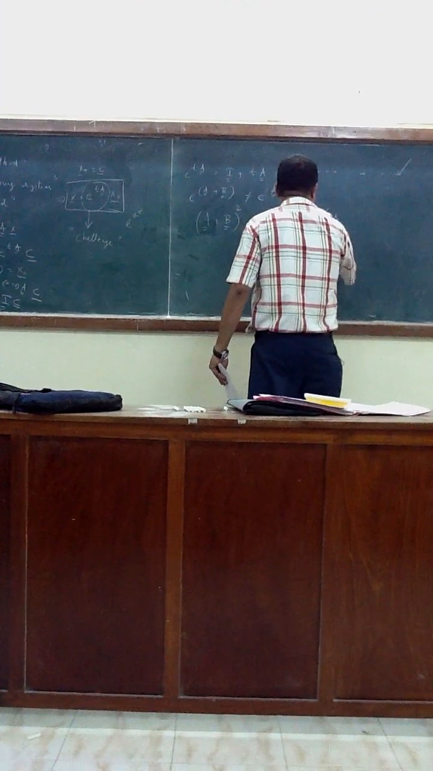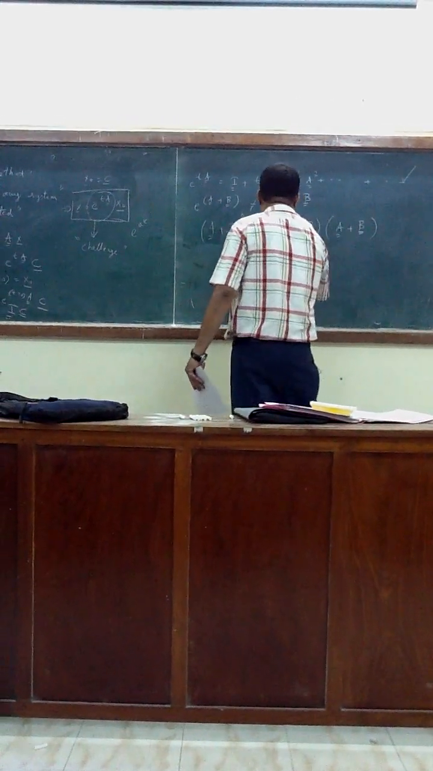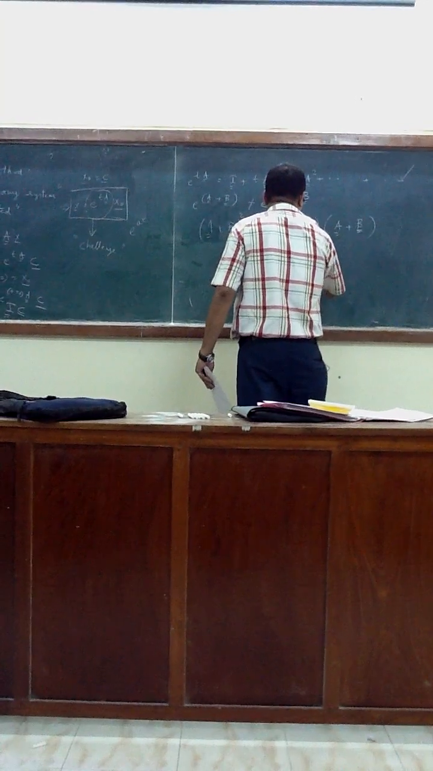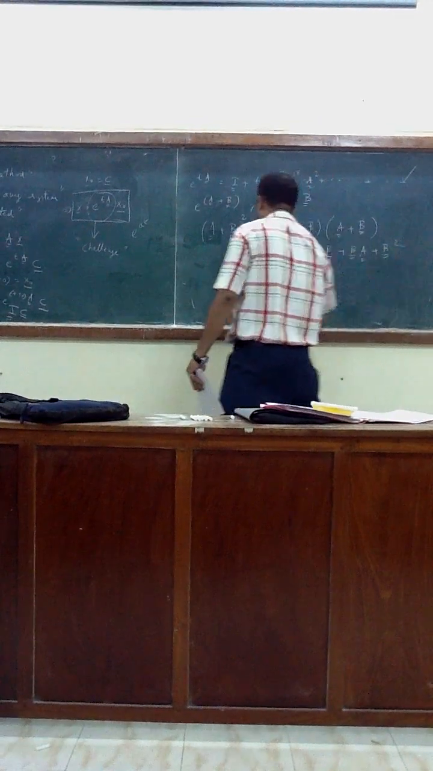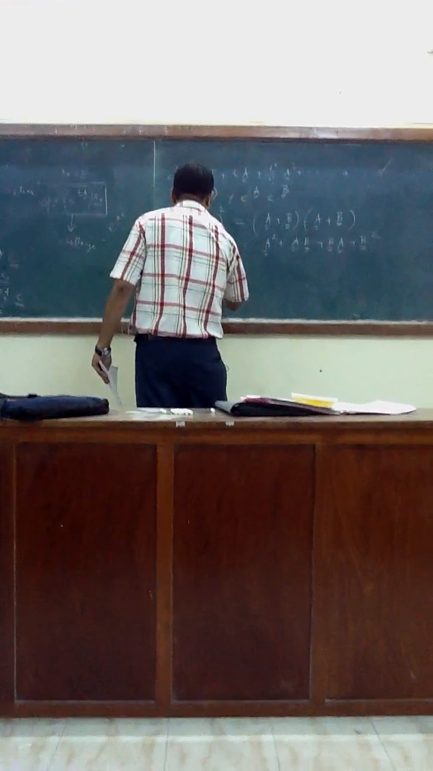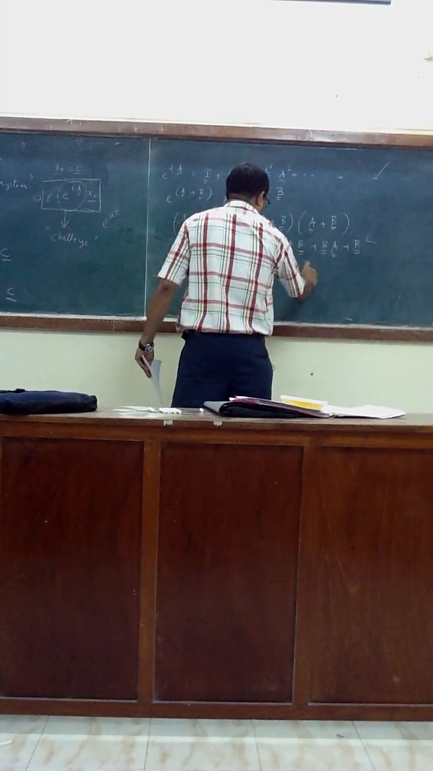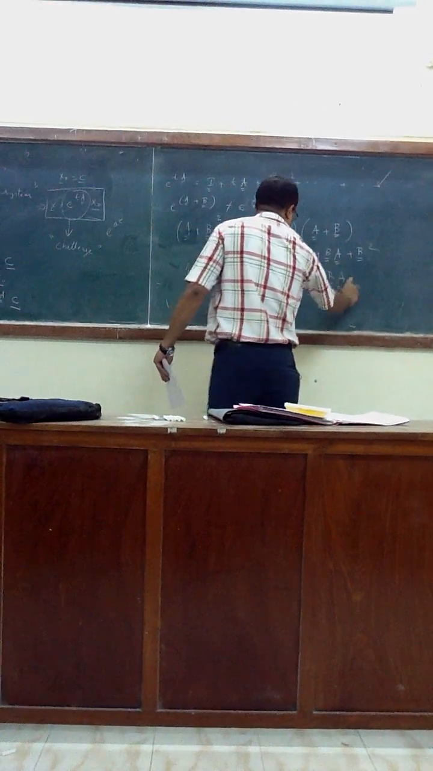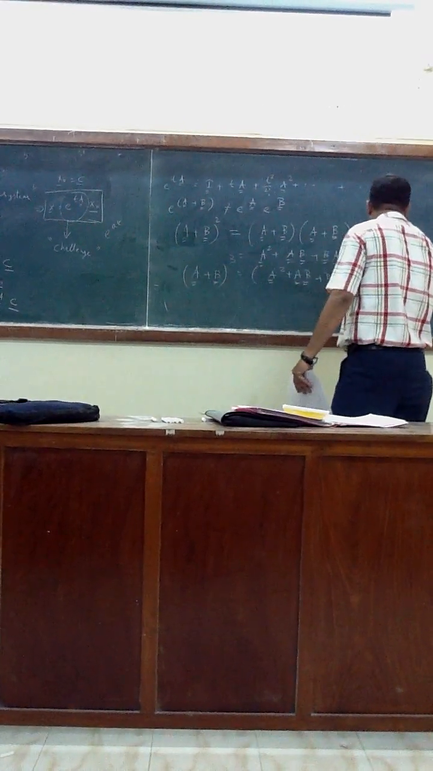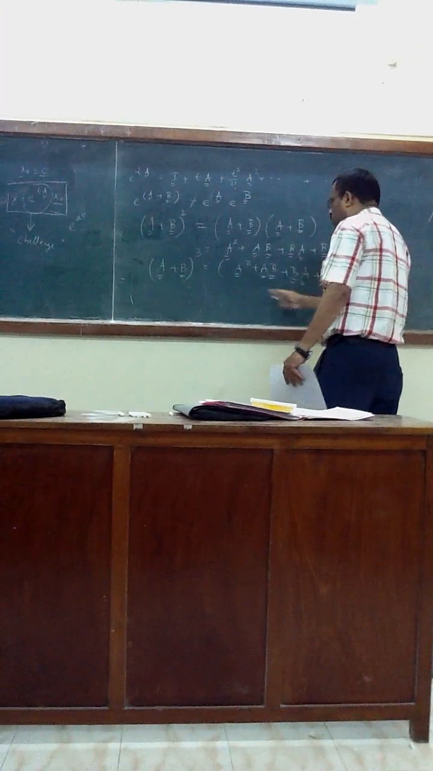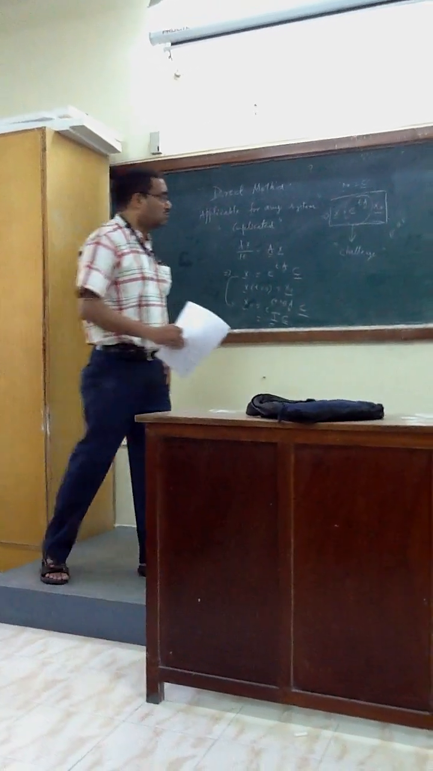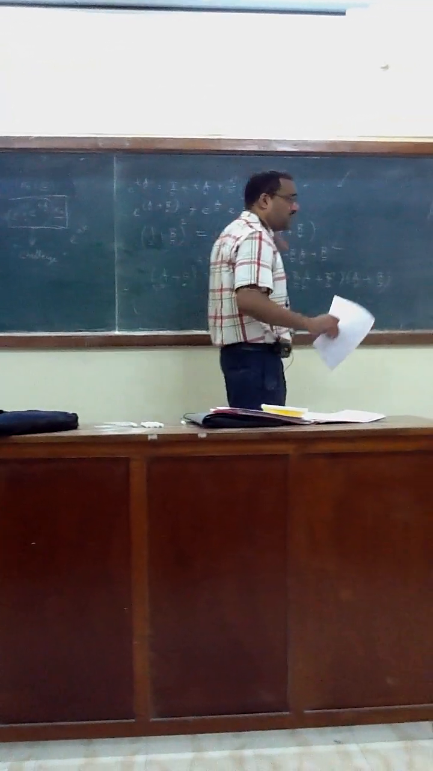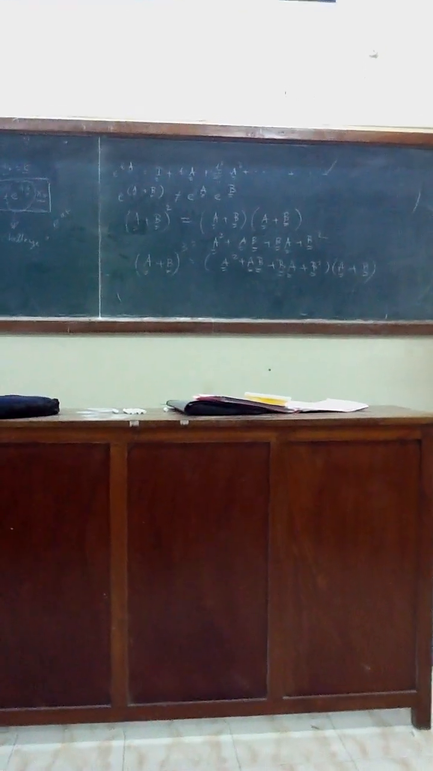Similarly, one can have a plus b whole cube. How to do that? A square plus ab plus ba plus b square into a plus b. If they don't commute, this will go like this. So this type of thing will be avoided. That's why I am saying direct method. Everything is coming direct. There is no approximation. So let's proceed with the direct method.